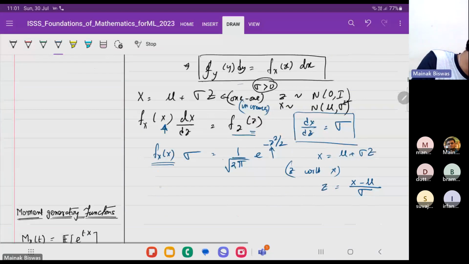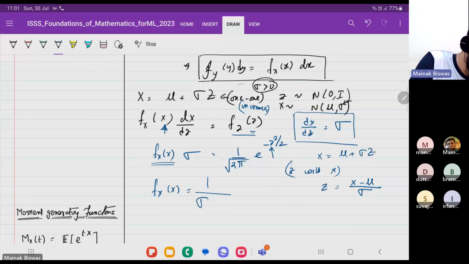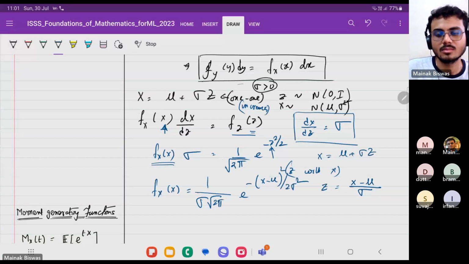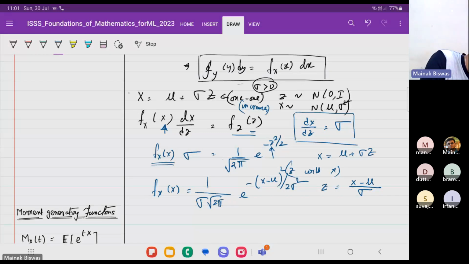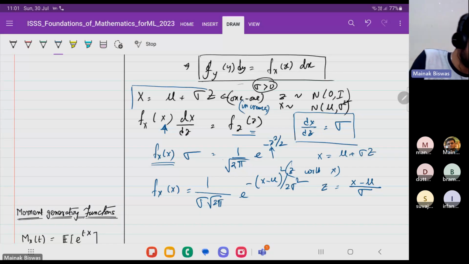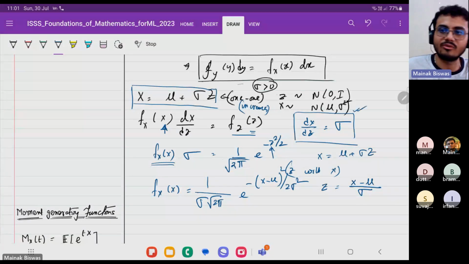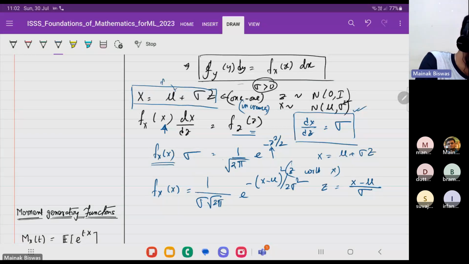So what will be your f of x, which you see in your books all the time? 1 by sigma root 2 pi e to the power minus x minus mu squared by 2 sigma squared, right? Isn't it simple to use transformation and do this? So always remember your random variable x, sampled from normal mu sigma squared, is actually sampled from normal 0, 1 only. But you scale and shift it by the mean and standard deviation.